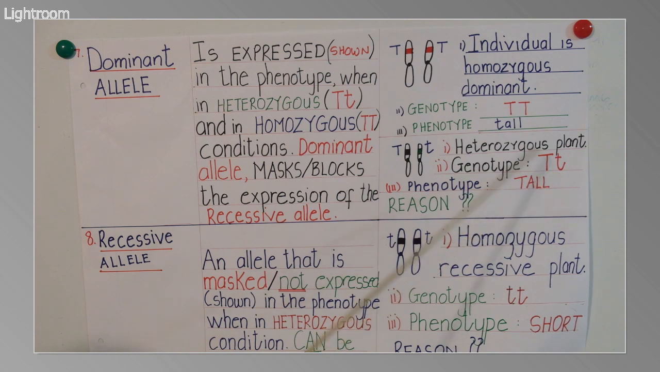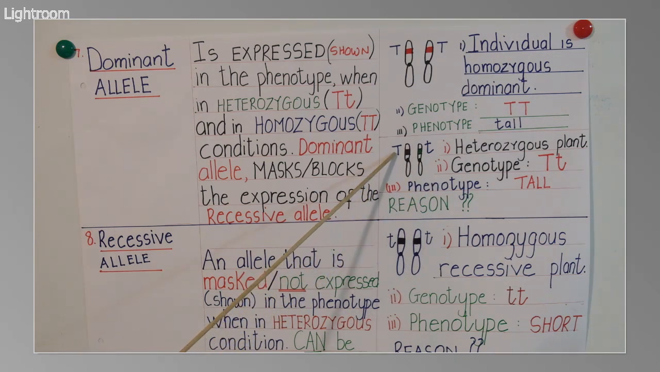It's always found in twos because we are referring to alleles found on homologous chromosomes which are found in pairs. And the phenotype would be tall. Why would the phenotype be tall? Because this allele which codes for tallness is a dominant allele, and it would mask or block the expression of this allele which codes for shortness.